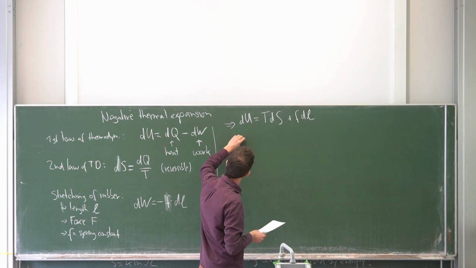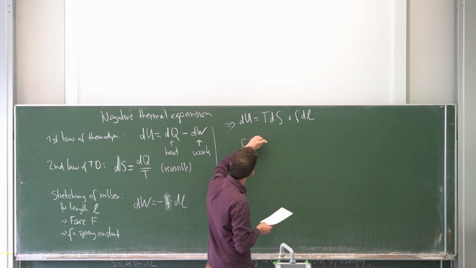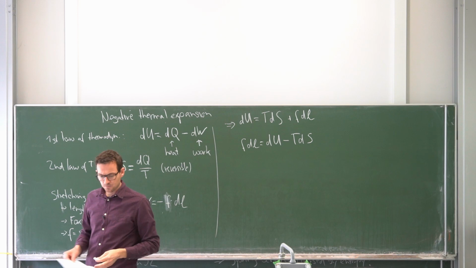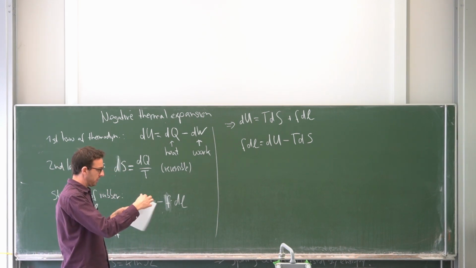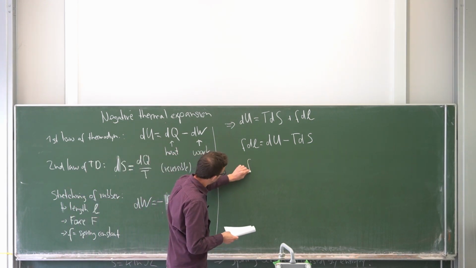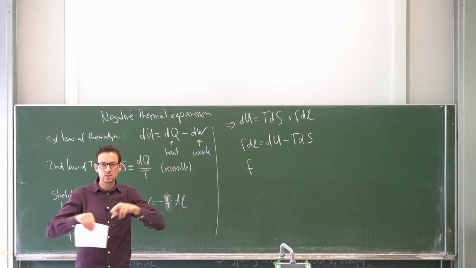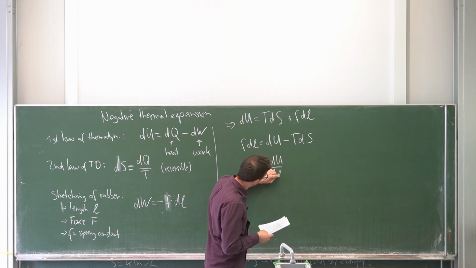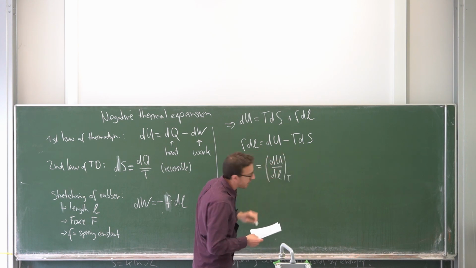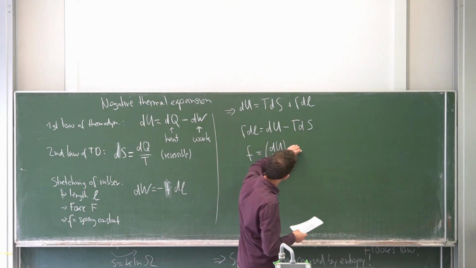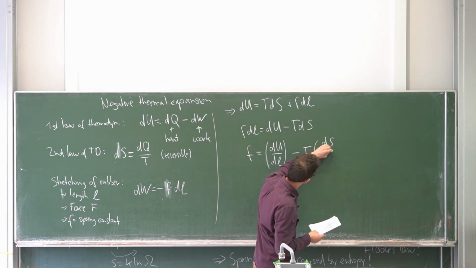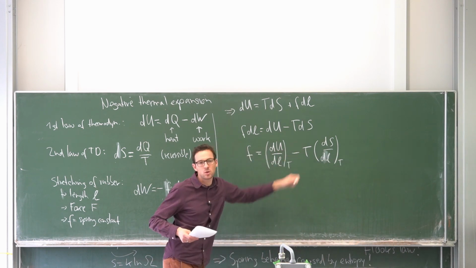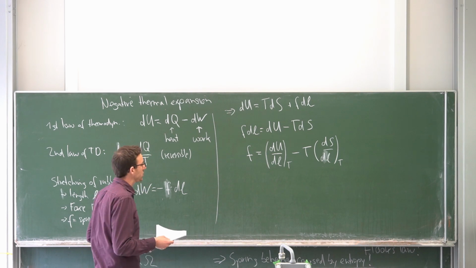And then I can rearrange. FdL is dU minus TdS. And now if I arrange even a little bit more, I can say F, which is the spring constant, so the resistance to stretching, is dU over dL, and if you do this thoroughly, at constant temperature, minus T dS over dL, also at constant temperature. Okay, the temperature term is already here. So this now gives us a thermodynamic expression for the rubber expansion.